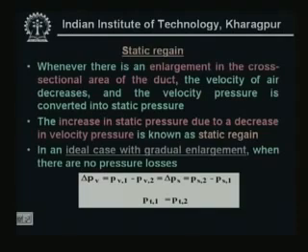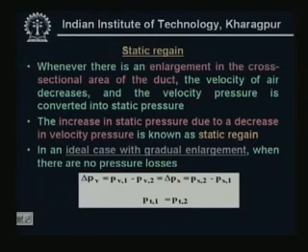Now let us look at a factor called the static regain factor. What is static regain? Whenever there is an enlargement in cross sectional area of the duct, the velocity of air decreases and the velocity pressure is converted into static pressure. When you are enlarging, velocity obviously reduces because the flow rate remains the same. So velocity pressure is converted into static pressure. The increase in static pressure due to decrease in velocity pressure is known as static regain.